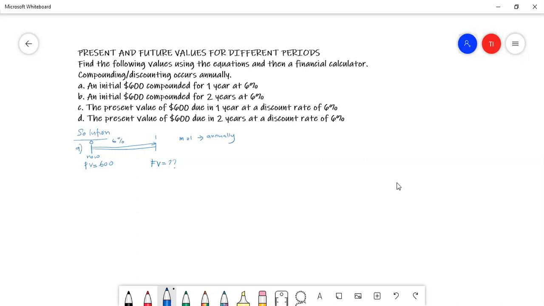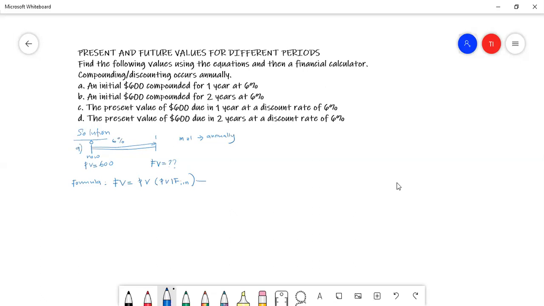My procedure, I always start with the formula. For a finance student, I suggest you start with the formula. Since we want to know the future value, we use the future value formula. Future value is equivalent to present value multiplied by PVIF I, N.